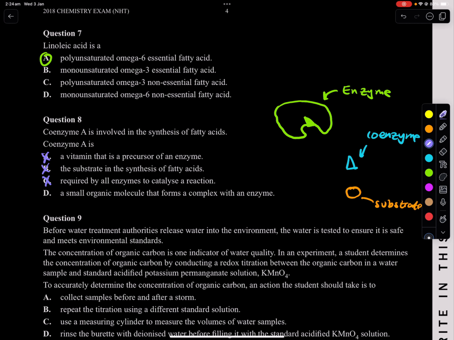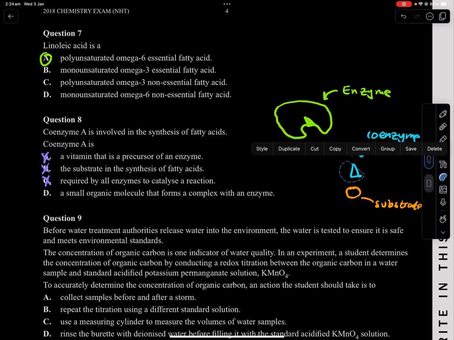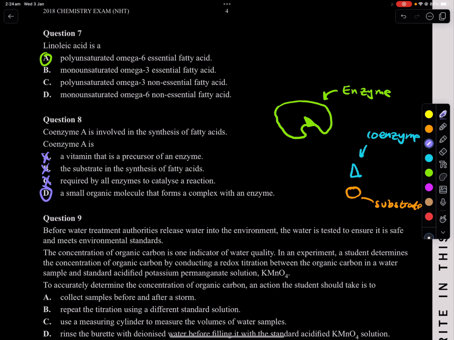So when they always say "all," that should make you question it. In chemistry, when you see "required by all," start questioning. All? Are you serious? All? Most of them are wrong. So D, a small organic molecule that forms a complex with an enzyme. Yes, it does. It shoves itself into the enzyme and forms an enzyme complex pretty much. So D would be your answer.